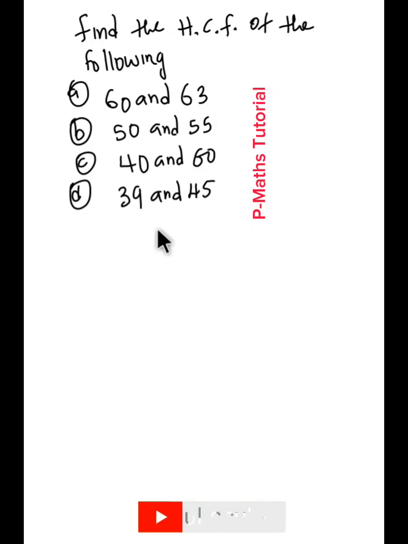Hello, good day learners. Let's solve for the HCF of each of the pair of numbers we have here. We have A to D. Let's start with A.